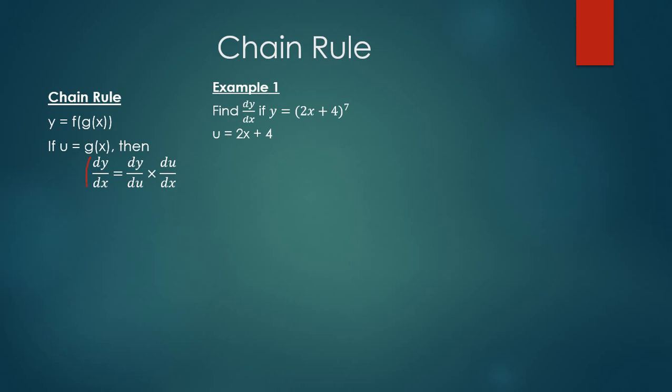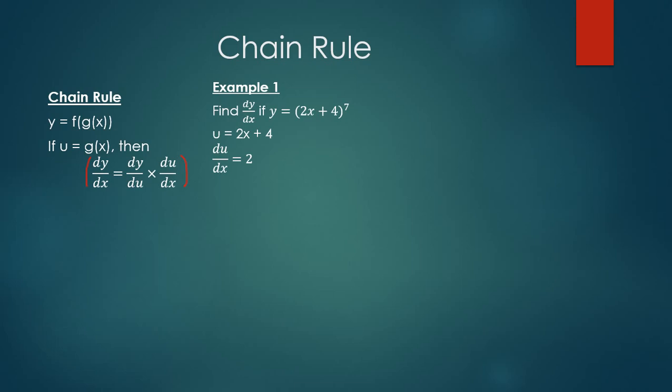Now it's very important to pay attention to the formula. We need du by dx based on the formula. So du by dx is just 2. So this is u, written in terms of x. Differentiating u with respect to x gives us 2.